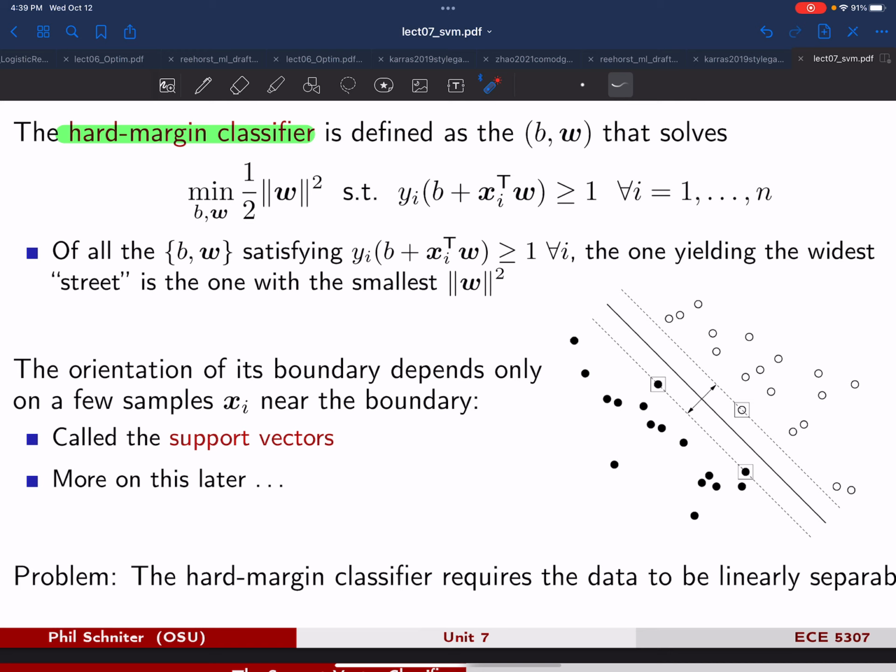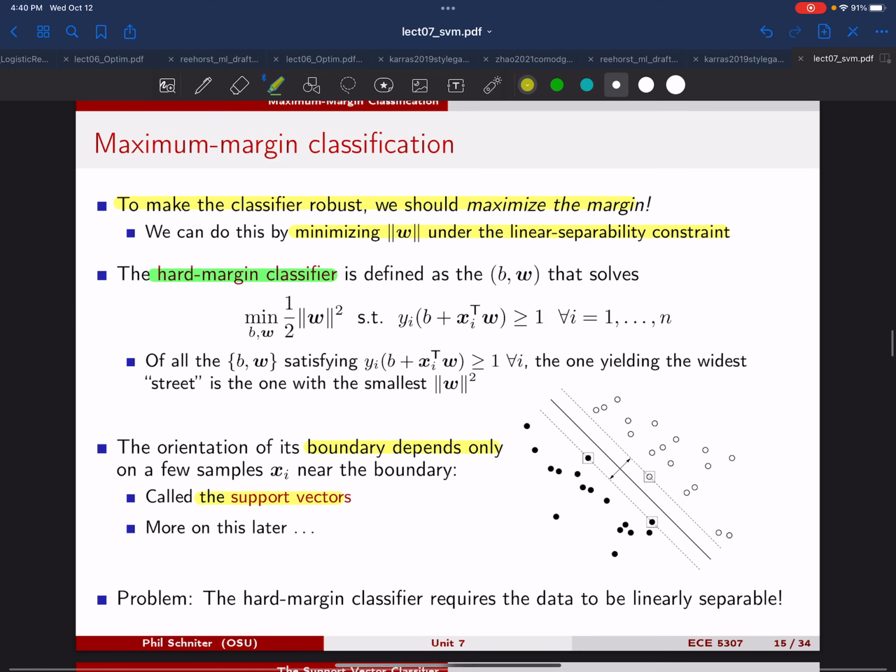Okay, so we'll revisit whether that's exactly what we want to do, or maybe it's a little too risky, but that is what it's doing. And these few samples that determine the boundary have a special name. They are called the support vectors. So the boundary depends only on the support vectors. Okay, so those are the main ideas. Any questions about that? Yeah.